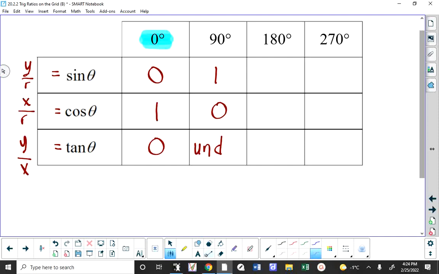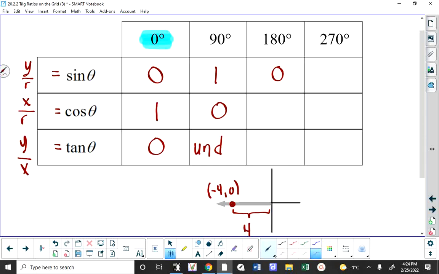We take a look at 180. 180 degrees has a terminal arm here. Let's cut to the chase and choose a specific ordered pair here of -4, 0. If that's at -4, 0, r is 4. And you can see that when you try to take the sine of 180, you're going to be taking y divided by r, and that will be 0 divided by 4 in our example, which is 0.